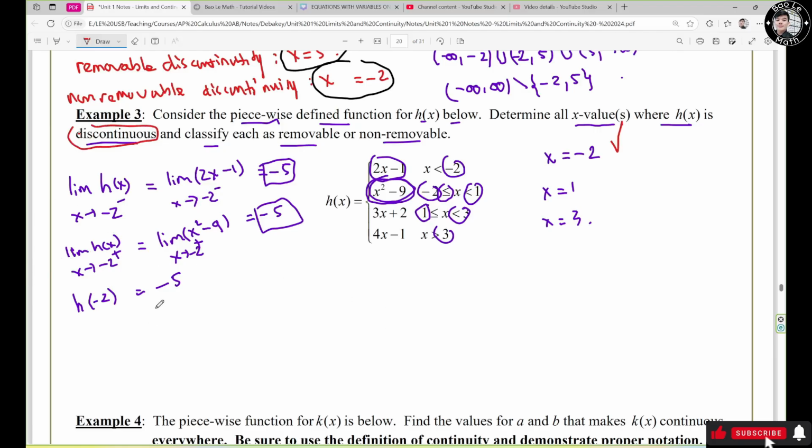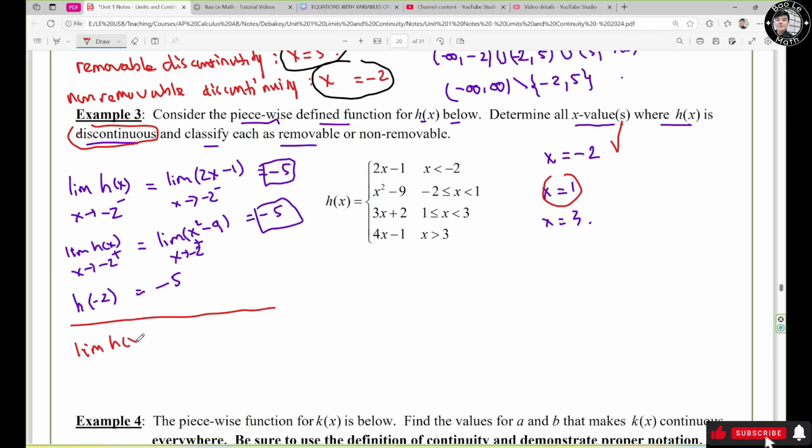Now we're going to check the second case, s equals 1 right here. Now we do similarly: the limit of the function h of s when s approaches 1 minus is going to be this one right here, because 1 minus means less than 1. So you have the limit of s squared minus 9 when s approaches 1 minus. Substitute 1 for s, so it's going to be -8.